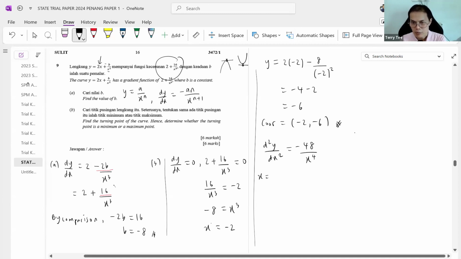Now, let us substitute x with negative 2. Your d2y dx squared is therefore negative 48 over negative 2 power 4. So 48 divided by 16 is negative 3, right? Negative 2 power 4 is positive 16, yeah? This is less than 0. Remember, if it's more than 0 is minimum, if it's less than 0 is maximum. So therefore, this coordinate is a maximum point. Okay?